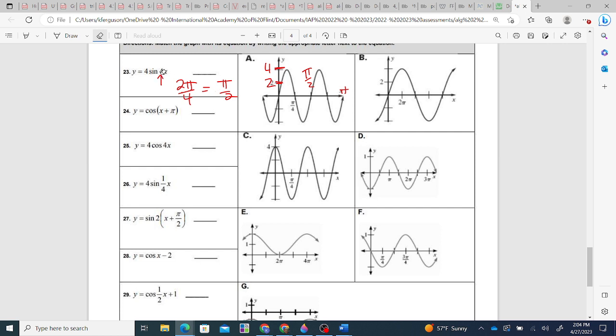So I know my frequency is 4. My period is pi over 2. So I'm going to have 1, 2, 3, 4 within 0 to 2 pi. I have 4 of them. And that's all the information I can glean from that. I've got 4 for the amplitude and 4 for the frequency. So yep, she is right. It's A. All right, let's pick out something else.